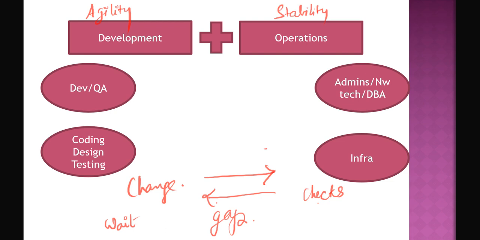There is a gap between the teams because there is no proper understanding between the teams, proper communication is not there between the teams. So due to lack of proper communication, due to lack of collaboration between them, there is a gap between the teams. So this is one of the reasons why DevOps came in. What are the other reasons why DevOps came in? Let's see the other reasons as well.